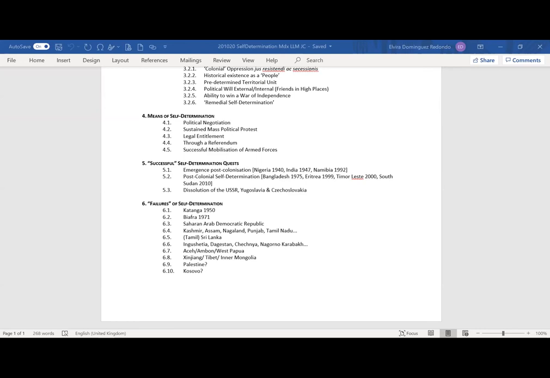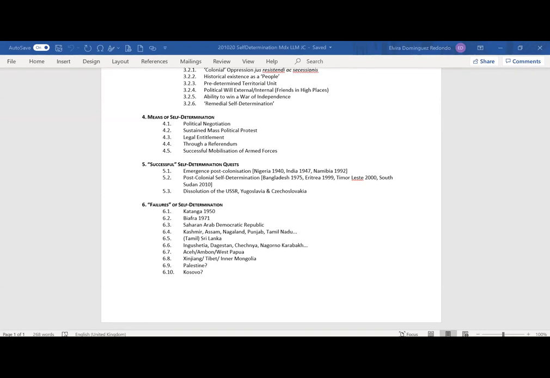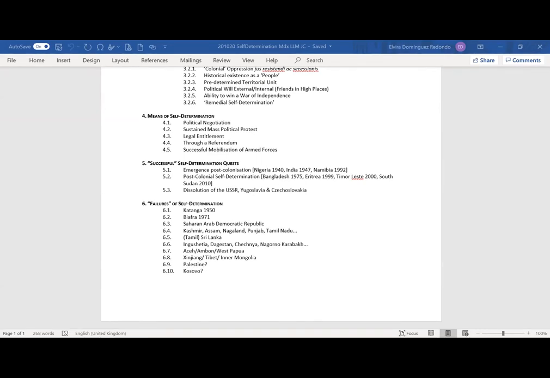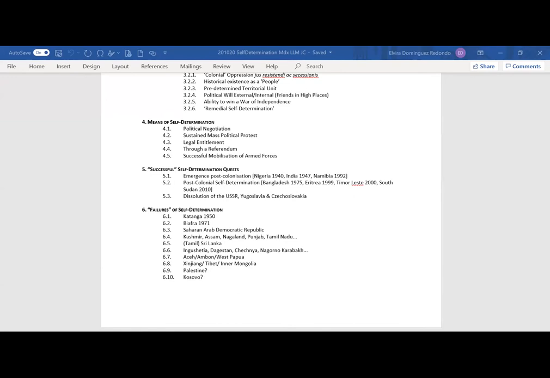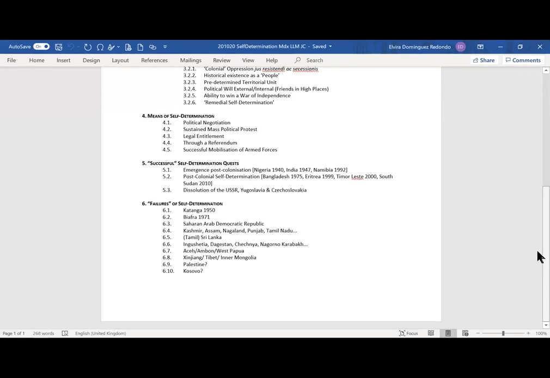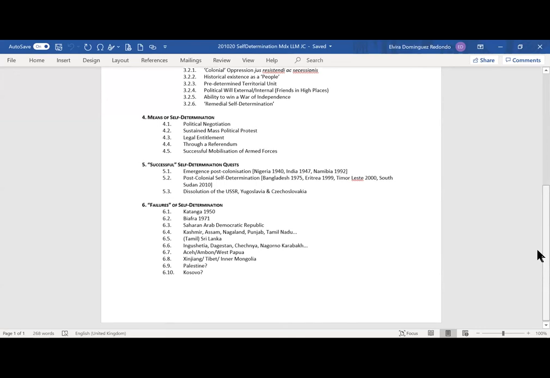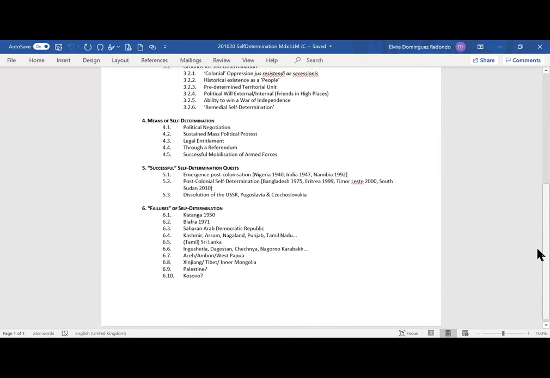So I pause there. The remaining about 10 or 15 minutes I have are just examples of it. But actually, let me just talk about means, and then I can pause. There's five means there, and you can see that these mirror it. So sometimes self-determination emerges as a consequence of political negotiation. The best example I can think of is South Sudan. Essentially, there was a war, of course, but it resulted in a political negotiation and a referendum.